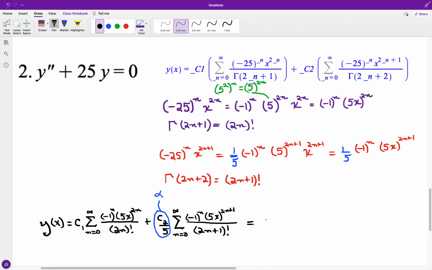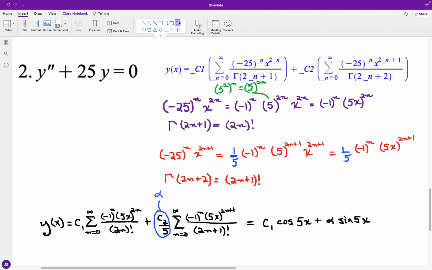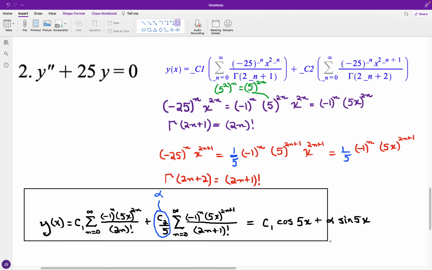And in terms of the functions, the first summation will be in reference to the cosine of 5x. So you have c sub 1 times the cosine of 5x, plus 1/5 of c sub 2, or in this case, we can say alpha, and this next summation will be in reference to the sine of 5x. And so we have both the function and the power series representation of the equation that we have in number 2.